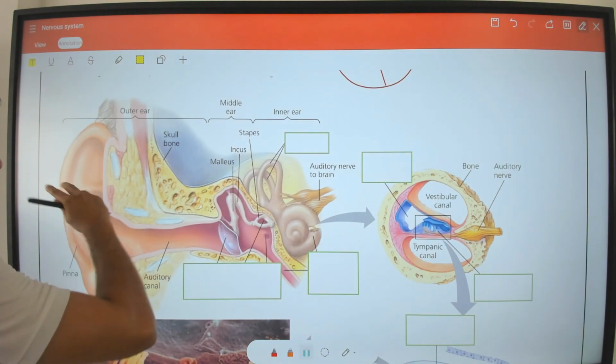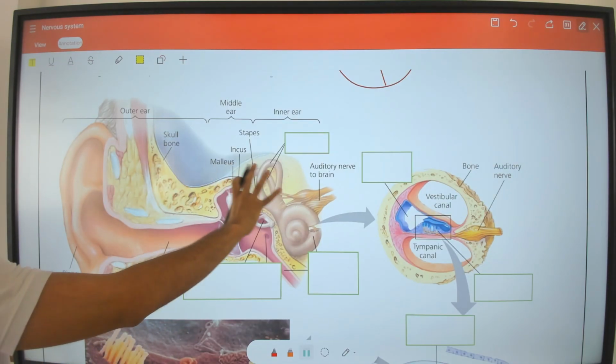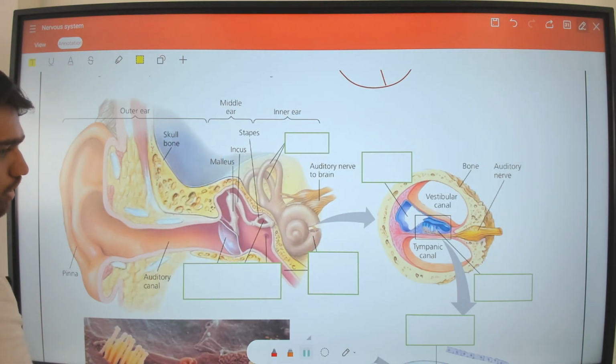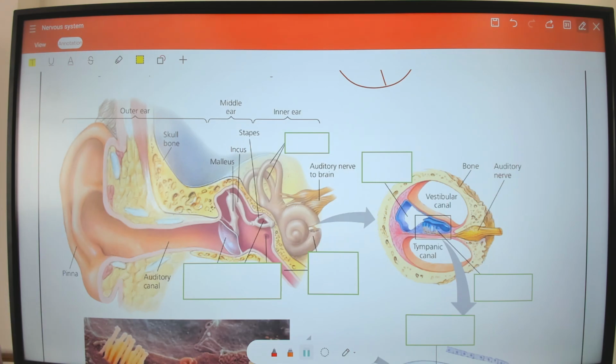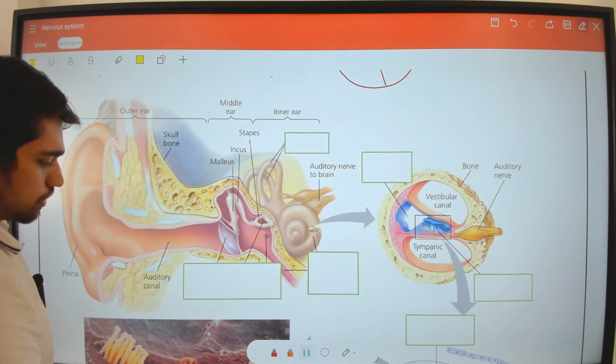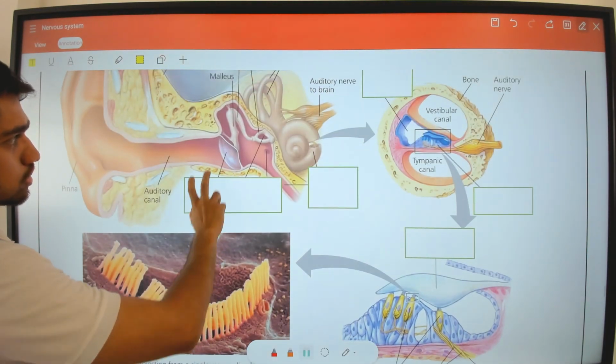Okay, so with this basic diagram, I'll just go through what we have in the external appearance of the ear, then we'll quickly jump to the software. So we'll be doing this labeling. There are some internal structures we need to look at, so it's a 3-step process.